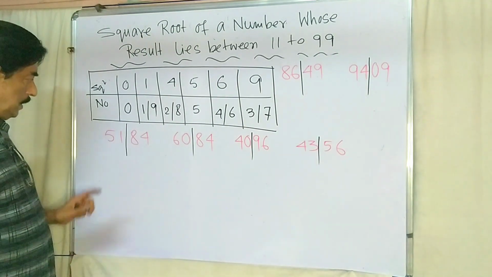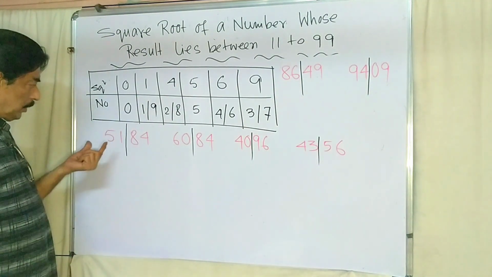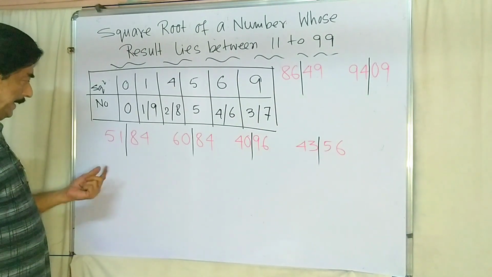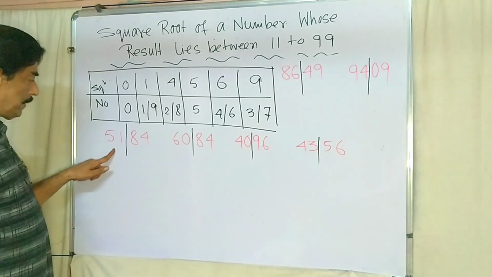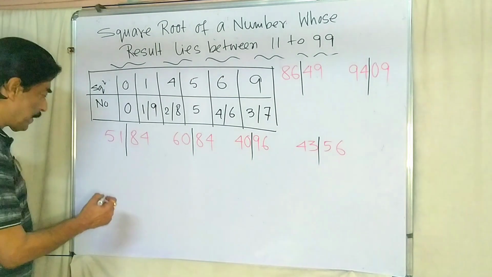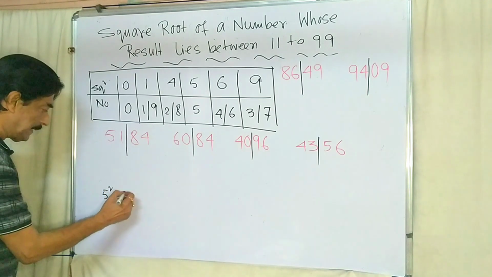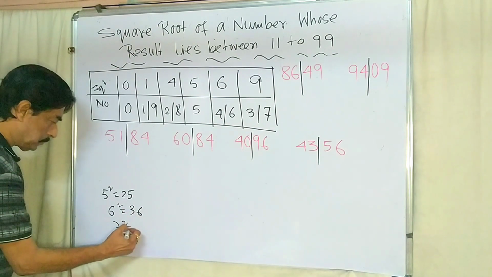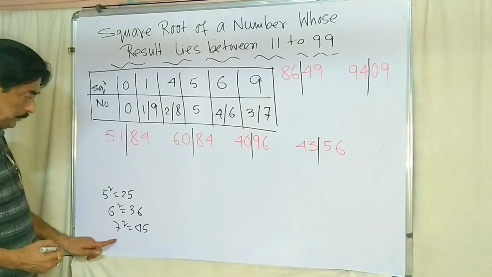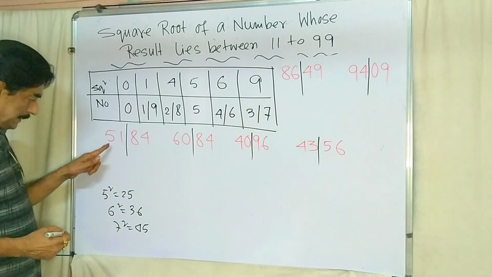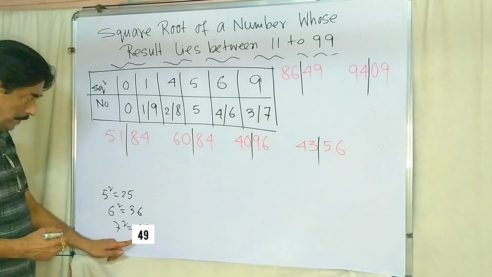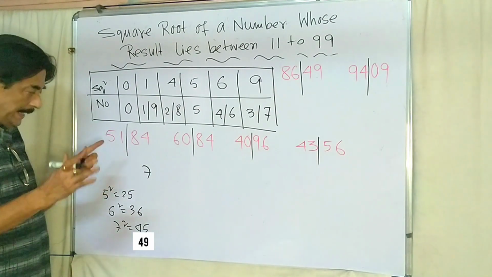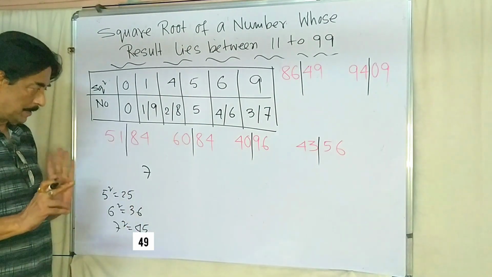Now, next step. We have already divided it into two parts. We have to deal with the left part. I have to find the number whose square is nearest to this number 51, but less than 51. 5 square is 25, 6 square 36, 7 square 49. If I go for 8 square, 64 is more. So 49 is less and nearest. So the result is 7. The square root of this number will be in two digits, where the left hand digit should be 7.